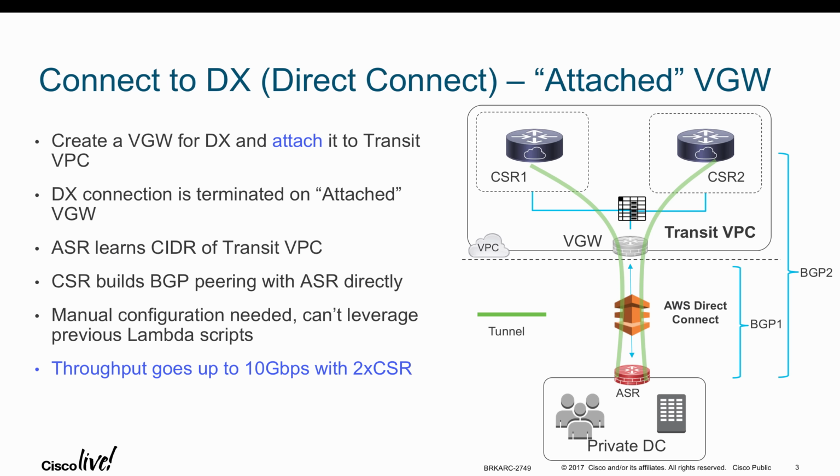So 2 CSRs will give you up to 10 gig throughput, so you should be able to leverage the whole pipe of your Direct Connect. But you have to build this solution manually with the command line, so you cannot leverage the Lambda automation as we provide in the Transit VPC. But I will demonstrate how you can build the setup, and it's very straightforward as well.